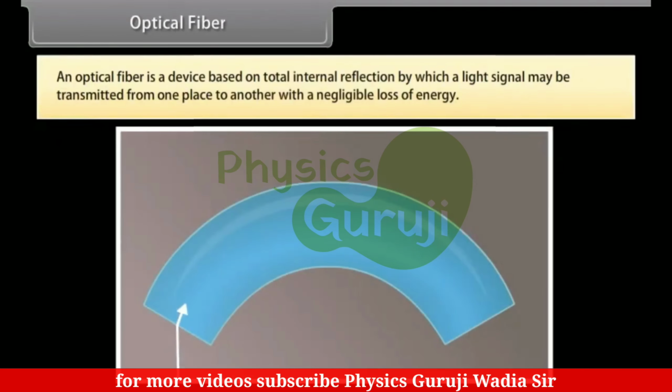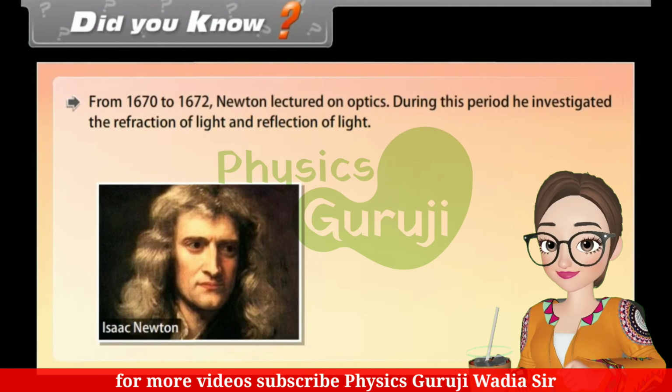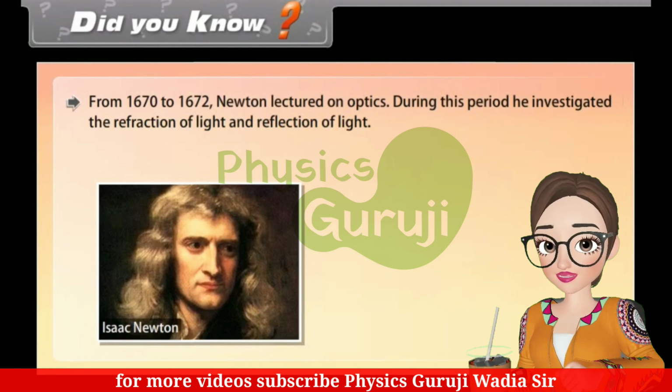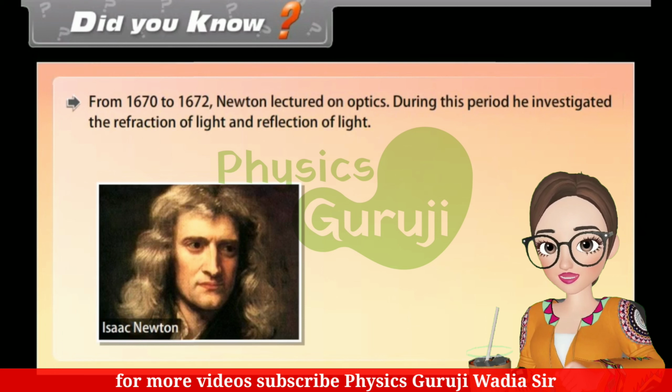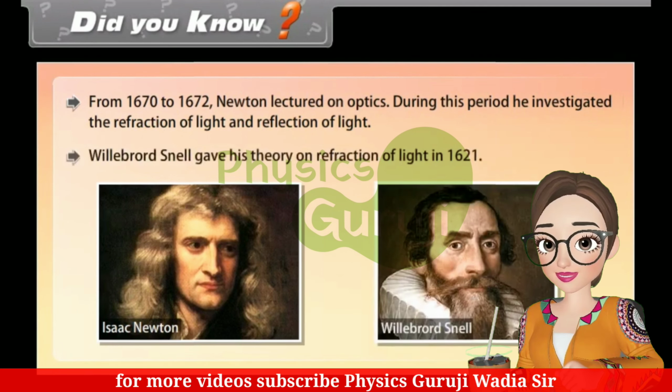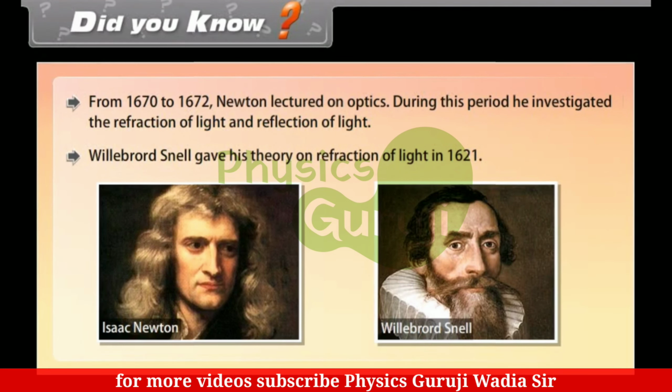Optical fiber. An optical fiber is a device based on total internal reflection by which a light signal may be transmitted from one place to another with a negligible loss of energy. Did you know? From 1670 to 1672, Newton lectured on optics. During this period, he investigated the refraction of light and reflection of light. Willebrord Snell gave his theory on refraction of light in 1621.